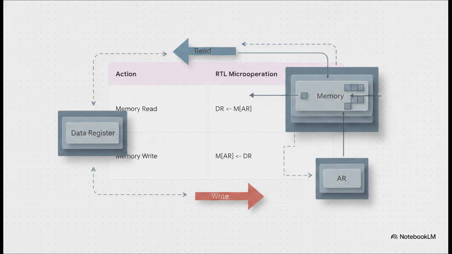Let's do a quick recap of exactly how data moves between the data register and memory via the address register. You've done the hard work, and this is the payoff. When we read, the data flows from the memory at the address specified by AR straight into the data register. When we write, it flows from the data register back into that memory location.